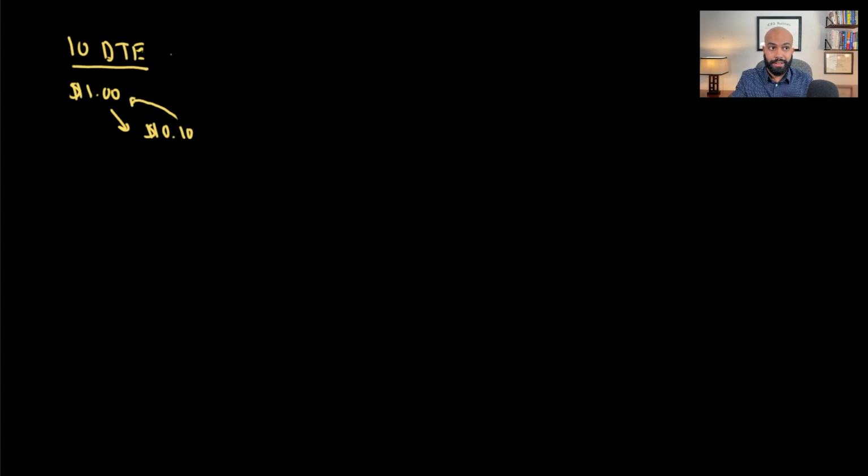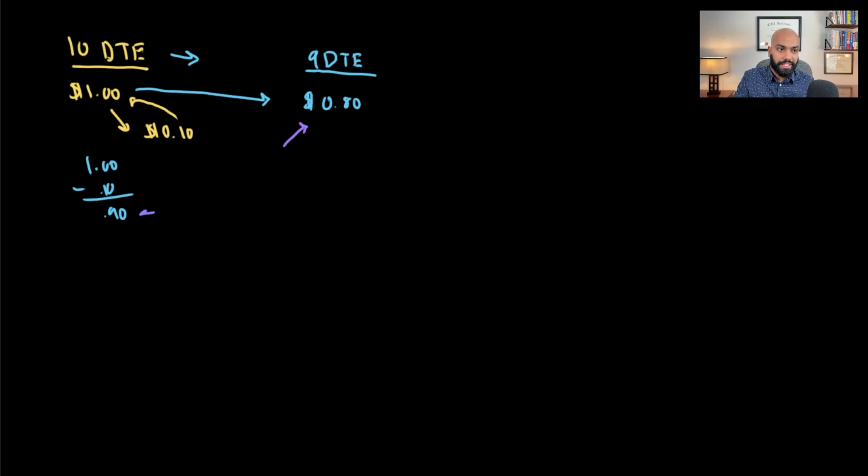So let's say a day passes and now there's only 9 days to expiration left. So if this dollar is trading at 80 cents instead of the $1 minus 10 cents, which is 90, as long as this number is lower than this number, that means we actually made 20 cents profit here instead of just the 10 cents that was expected. And so in this case, we can go ahead and buy to close and see that, hey, we actually made 20 cents instead of just 10 cents. So we're going to lock in our profit.